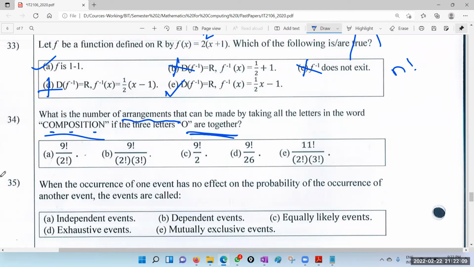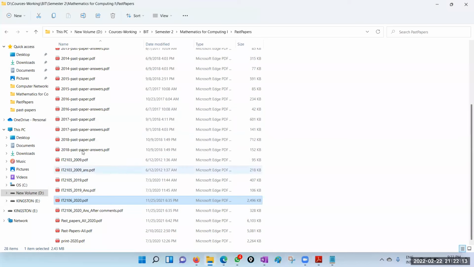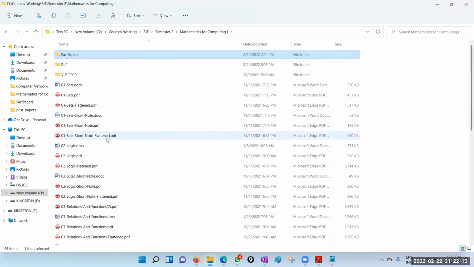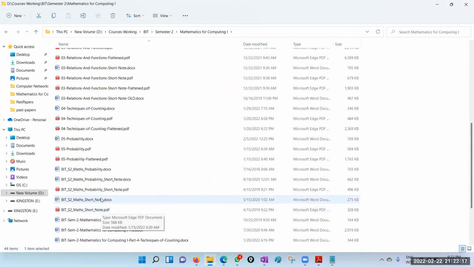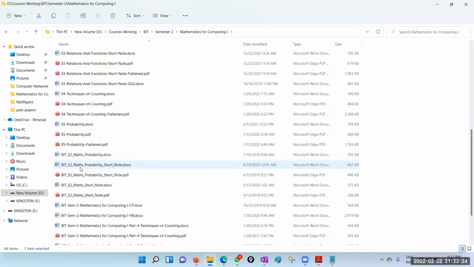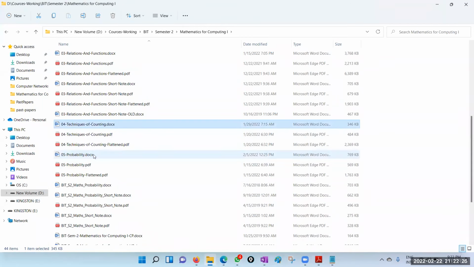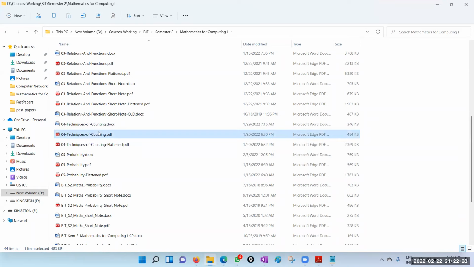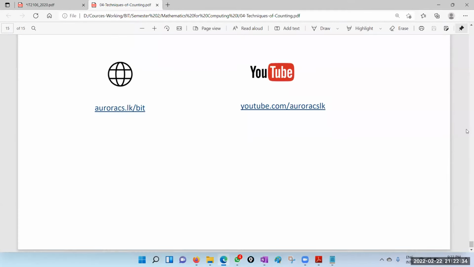So let's go through our note first, just to refresh. Let me know whether we have the short note for that. Should be counting. Yes, techniques of counting. Anyway, it's a very small note. You don't need a short note for that.